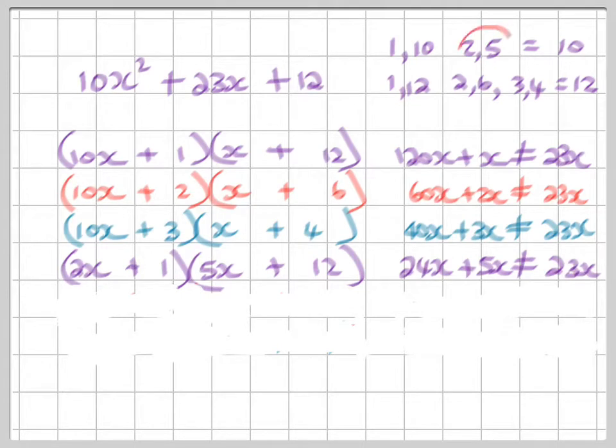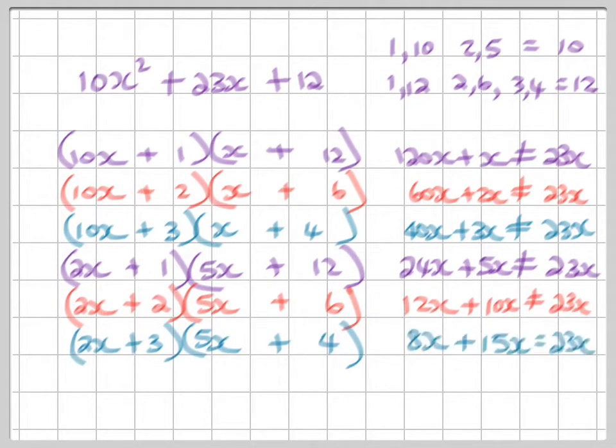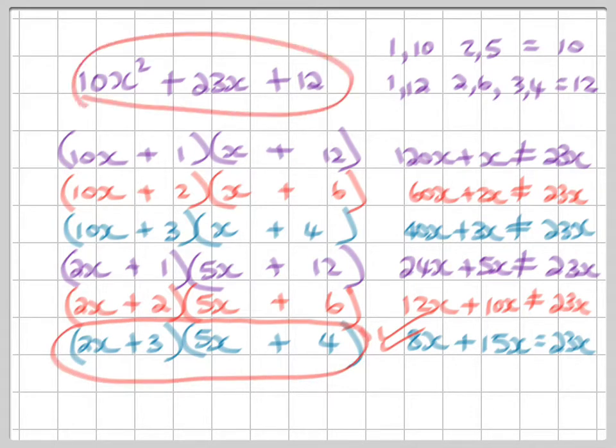So we're going to go now with that combination onto that combination. 2x and 5x and 2 and 6. Are they going to work? 12x plus 10x is not 23x. So now we're going to go on to this combination and that combination. 2x and 5x plus 3 and plus 4. 8x plus 15x is equal to 23x. So this is actually the perfect factorization of that trinomial with a coefficient that is greater than 1.